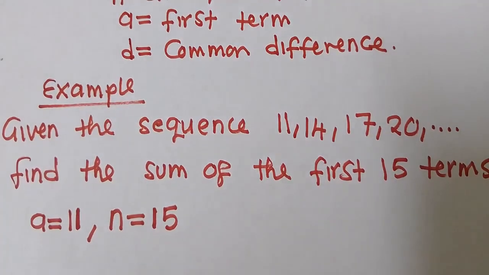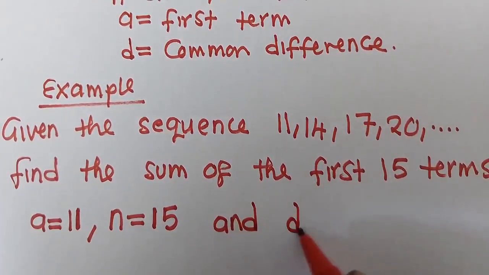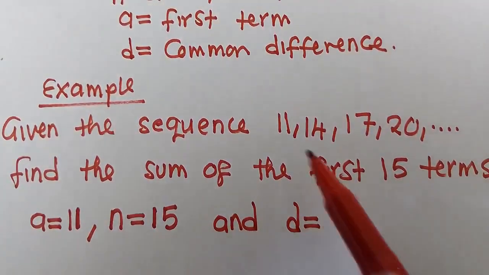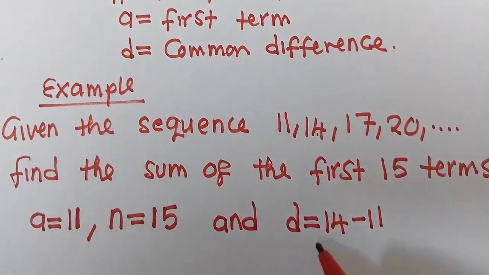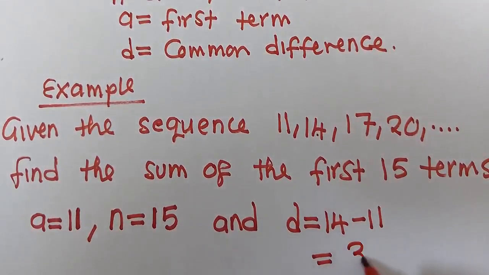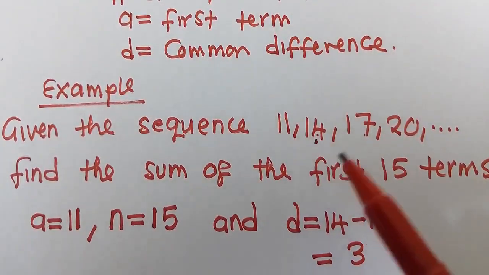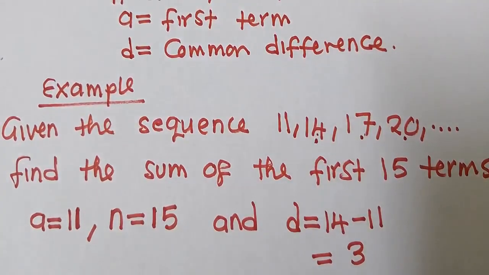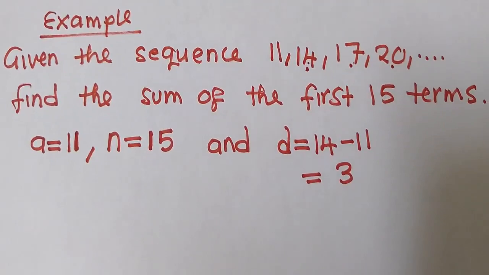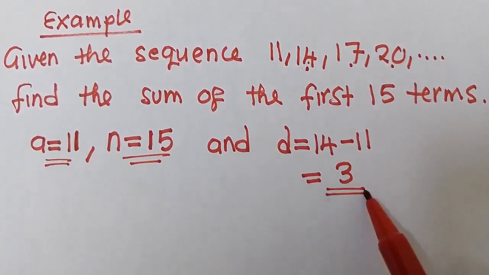After you do this, the last thing is the common difference. How do you find the common difference? You say the second term minus the first term, so 14 minus 11. What answer are you going to get? You're going to get 3. Even if you get 17 minus 14, you still get 3. 20 minus 17, you still get 3. So you just pick numbers that you want. After you put this data, you have this, you have that, you also have this one.